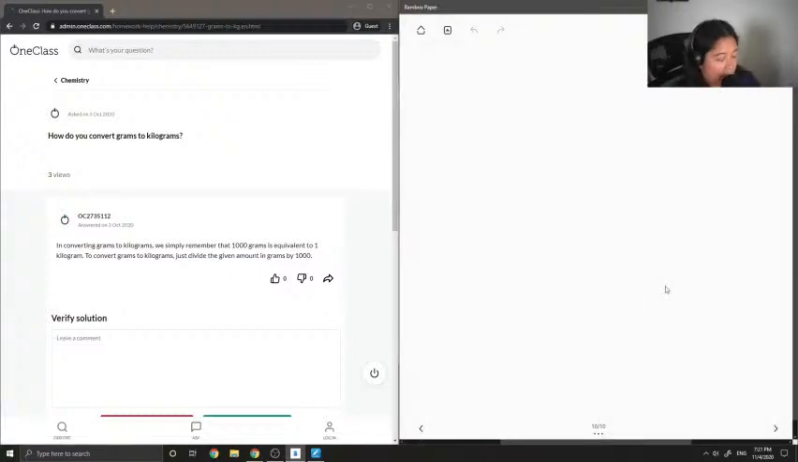Okay, so now let's check out question number 10. How do you convert grams to kilograms? So basically, 1,000 grams is equal to 1 kilogram. So if we know this conversion factor, we can answer the question. So let me write out an example for this.